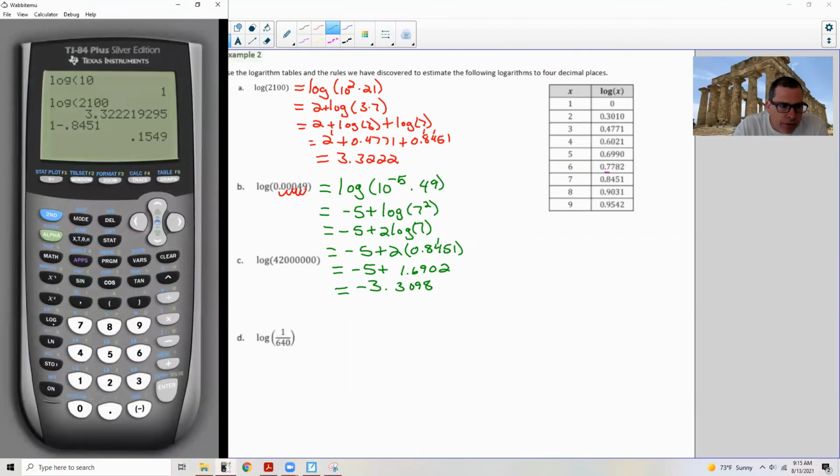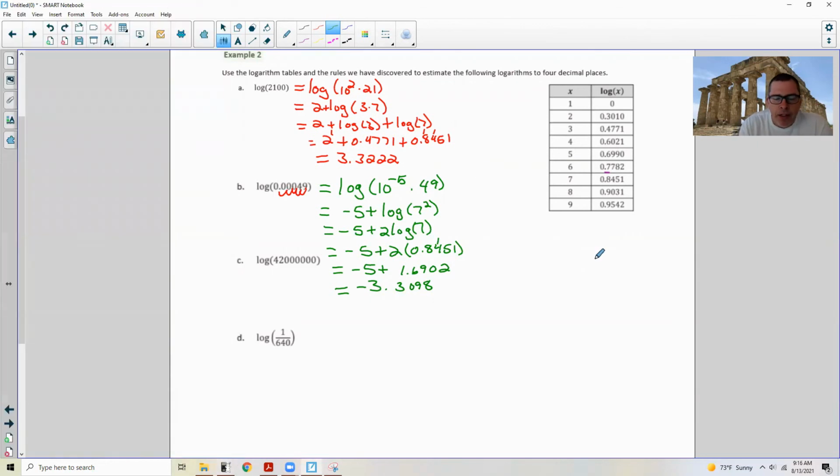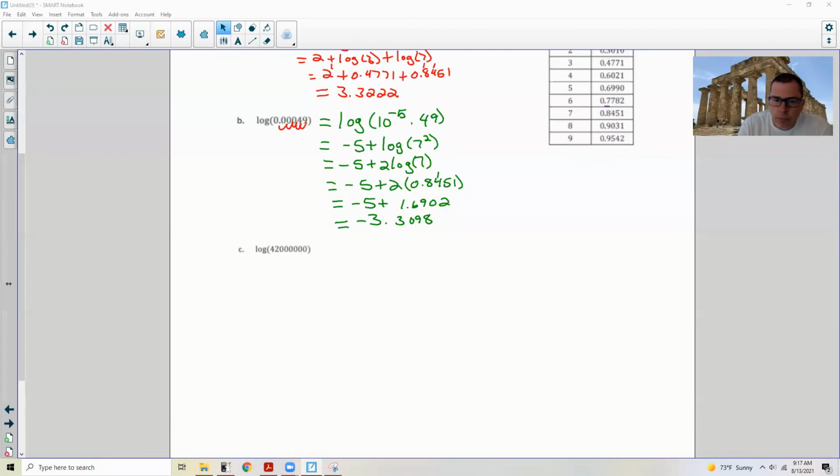The log of 0.12349. Enter. Negative 3.3098. Ooh, okay. Next one. Okay, so here we go.